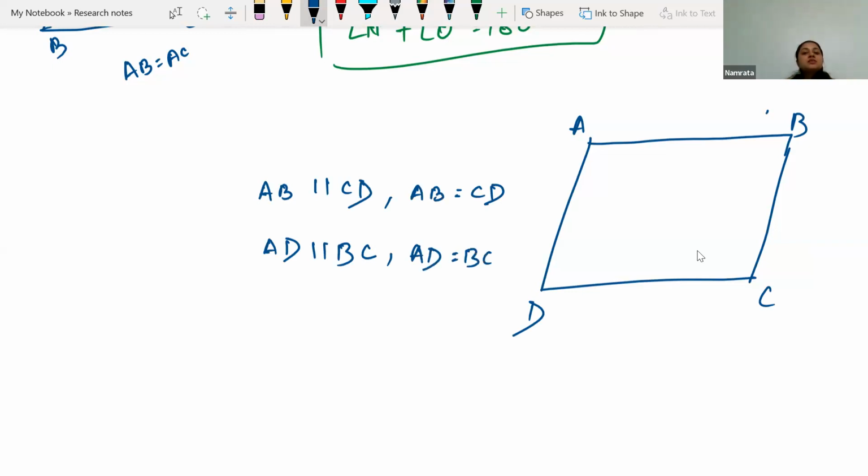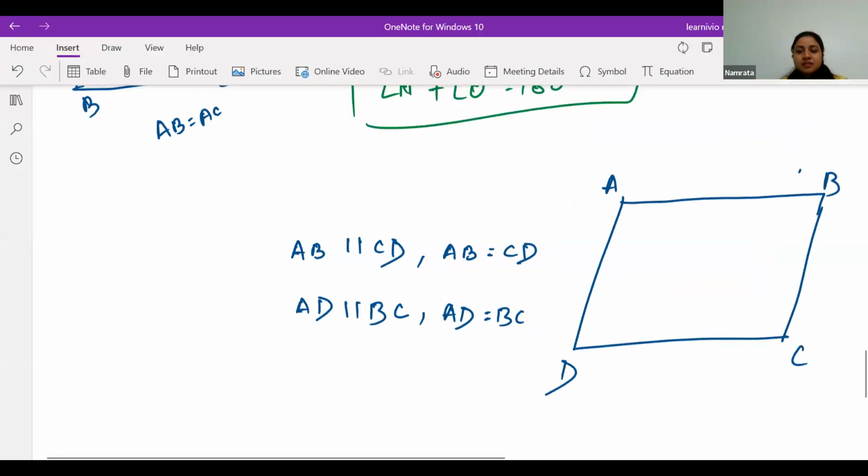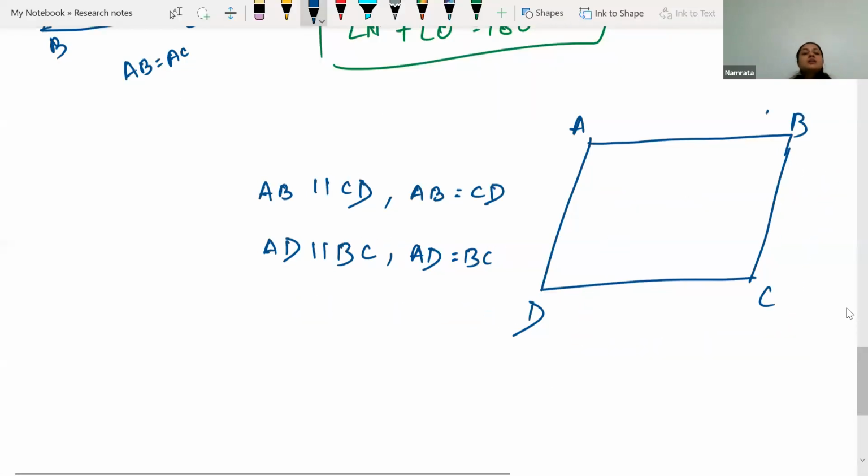I just asked whether parallel sides are equal. Yes, parallel sides are equal also for a parallelogram.